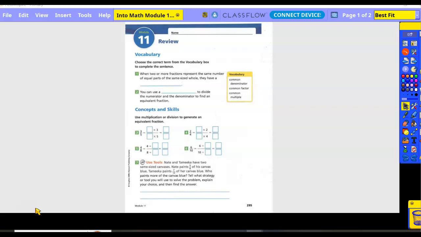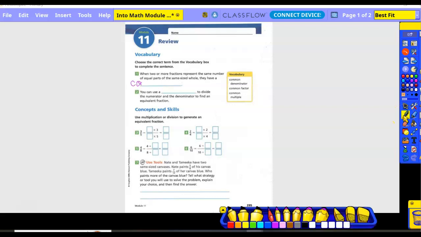When two or more fractions represent the same number of equal parts of the same sized whole, they have a what? Common what? Common denominator. You can use a blank to divide the numerator and the denominator to find an equivalent fraction. Common factor.